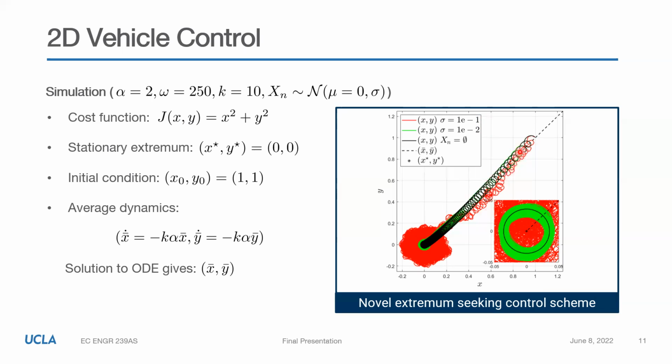So the green mimics what we see in the black. We have this oscillating behavior around the average, and it converges back down to X star, Y star. But if we were to have noise increase on the order of magnitude, then we get increasingly non-uniform convergence along the average of the system, and the neighborhood of stability increases substantially.